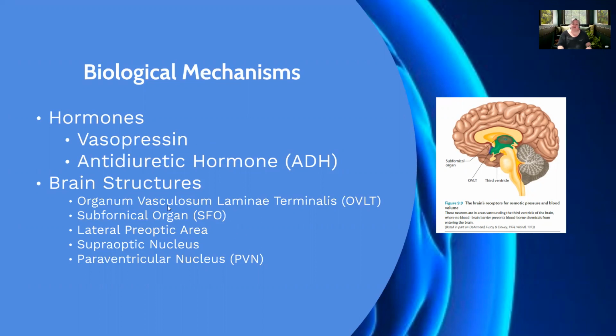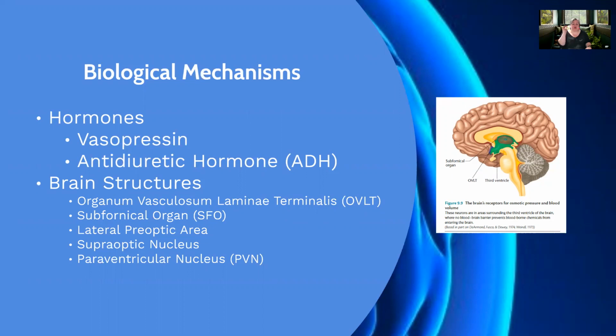And then we also have these different brain structures that are associated with thirst as well. So these first two, the OVLT and the SFO, I'll let you Google how to say this one, because it's a very long term. Even our textbook said OVLT first and then put this in parentheses. These two structures are around the third ventricle, and they detect osmotic pressure. So that concept we talked about earlier about osmotic pressure, these two brain structures are the ones detecting what's going on with our osmotic pressure.